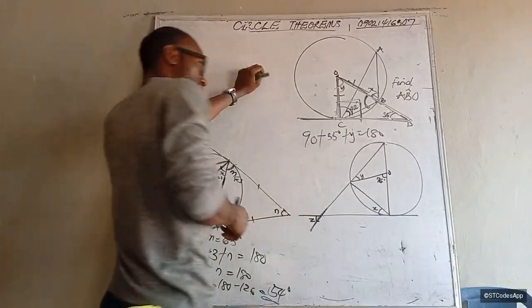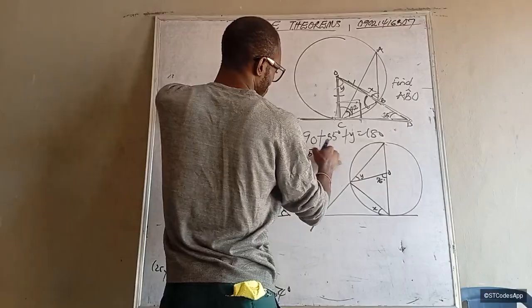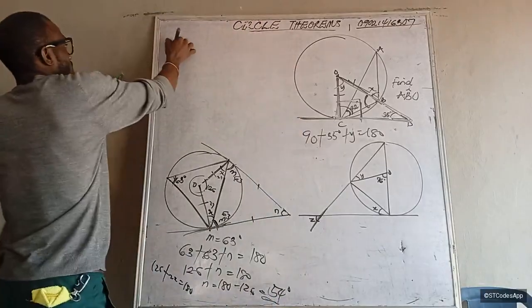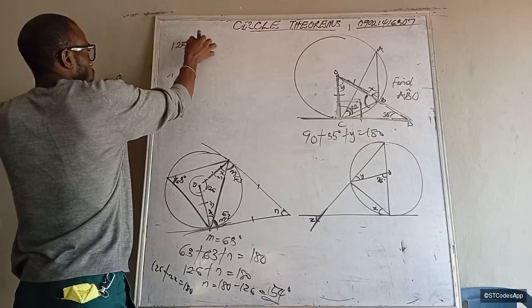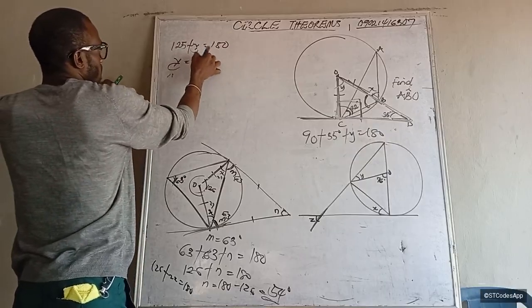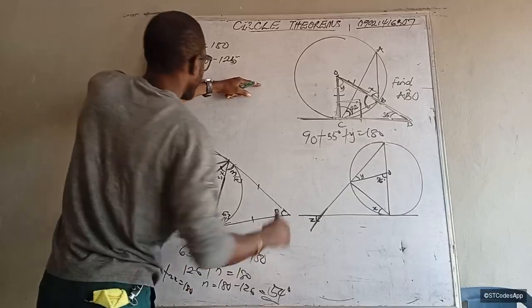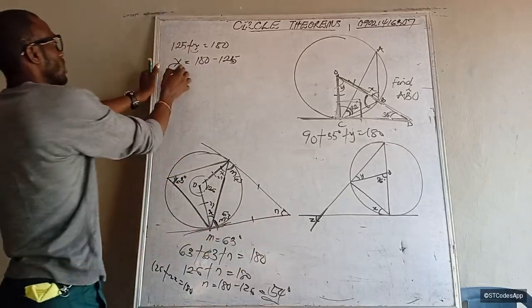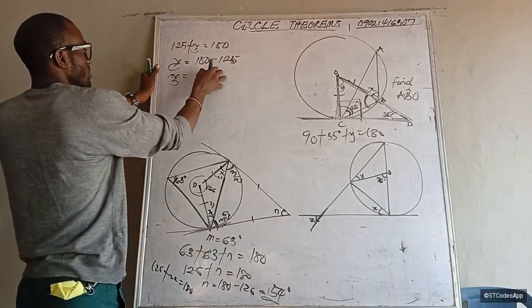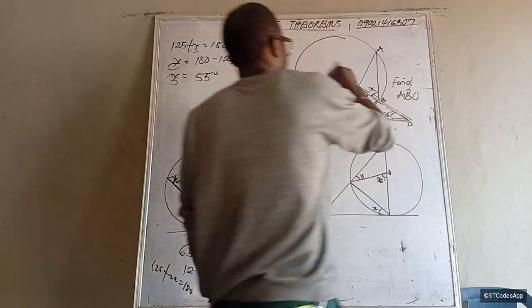So 90 plus 35 is 125. So 125 plus y is equal to 180. So y will be equal to 180 minus 125, which is 55. So y will be equal to 55 degrees. So where is 55 degrees? Here.